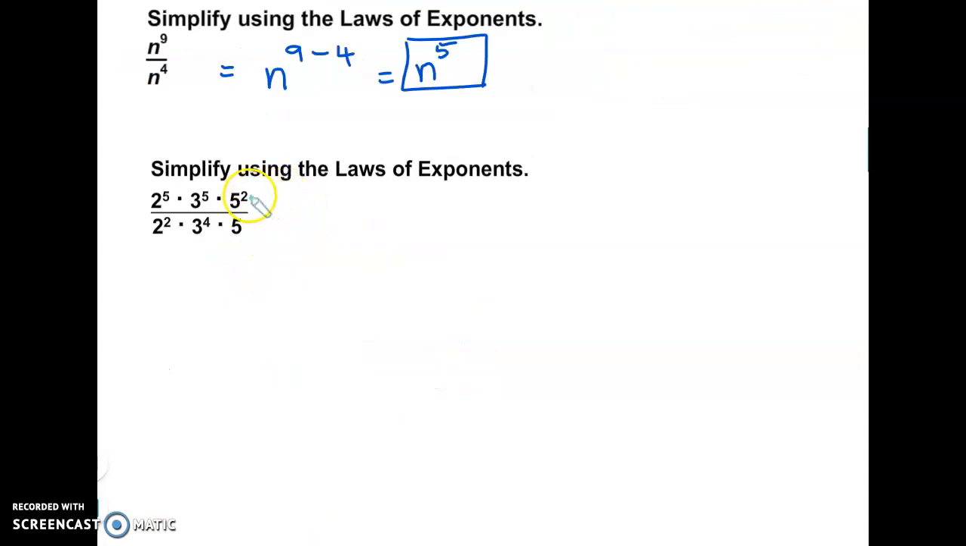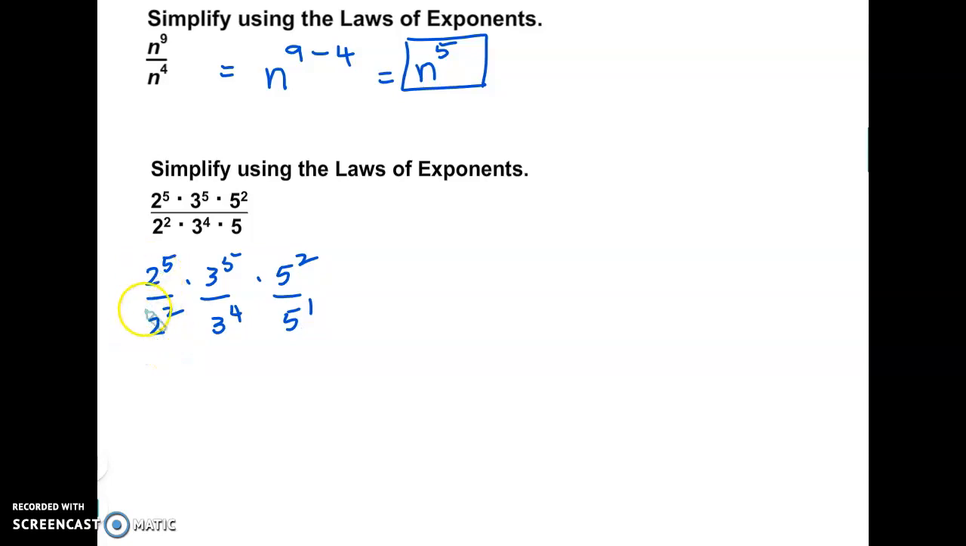All right, let's try another question. Simplify using laws of exponents. We have 2 to the 5th, 3 to the 5th, 5 to the 2nd, over 2 to the 2nd, 3 to the 4th, 5 to the no exponent, which means 1 is there. When we simplify this one, I always look at the same base. That's what I'm concentrating on. So I'm going to write it one time: 2 to the 5th exponent, 3 to the 5th exponent, and 5 to the 2nd exponent, over 2 to the 2nd, over 3 to the 4th, and then over 5 to the 1.